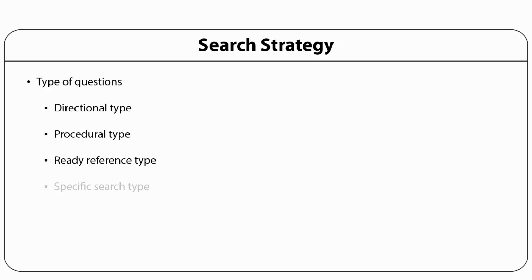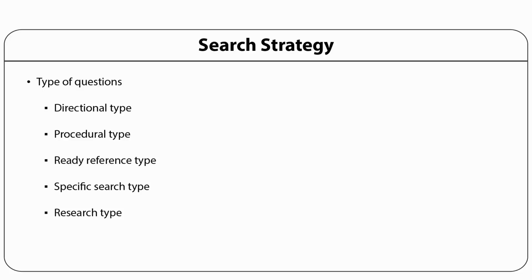Types of questions. Most of the questions received by the library can be broadly categorized into 5 categories: directional type, procedural type, ready reference type, specific search type, and research type.